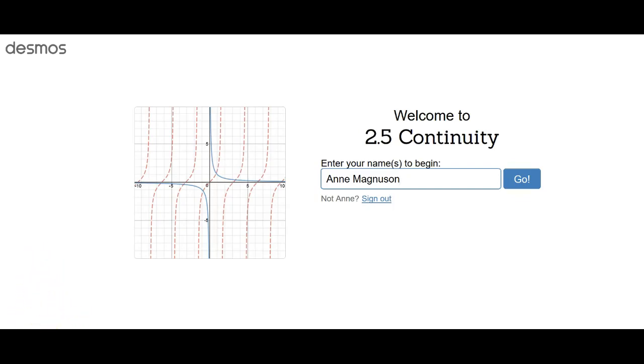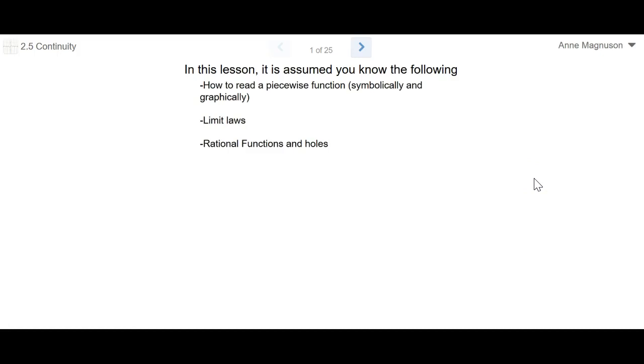Hello, and welcome to Section 2.5 Continuity. In this section, we're going to be talking about a rigorous way to define functions as continuous or not. You're going to need to remember the limit laws that we learned in Section 2.3. We'll be seeing a lot of rational functions and holes again, and piecewise functions again.